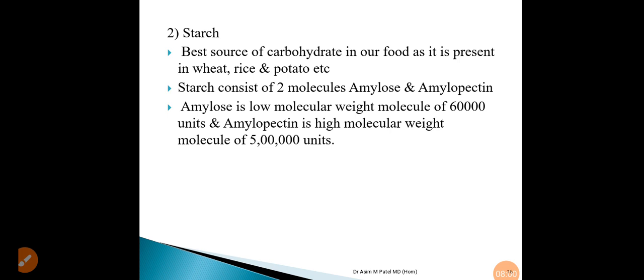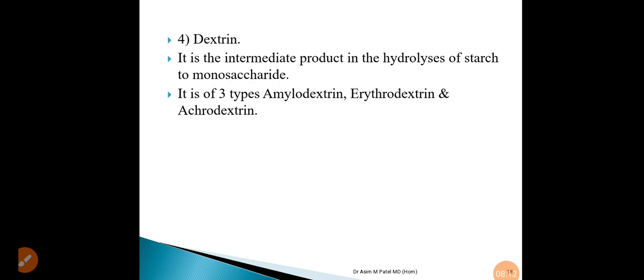The next thing is about glycogen. It is a major carbohydrate which is stored in the liver and muscles. Dextrin is the intermediate product in the hydrolysis of starch to monosaccharides. It is of three types: amylodextrin, erythrodextrin, and acrodextrin.